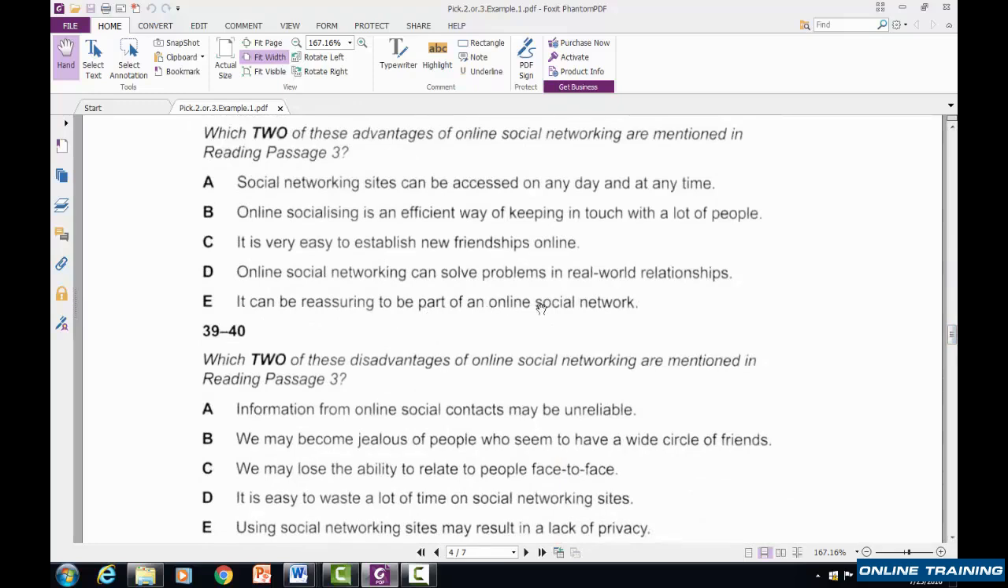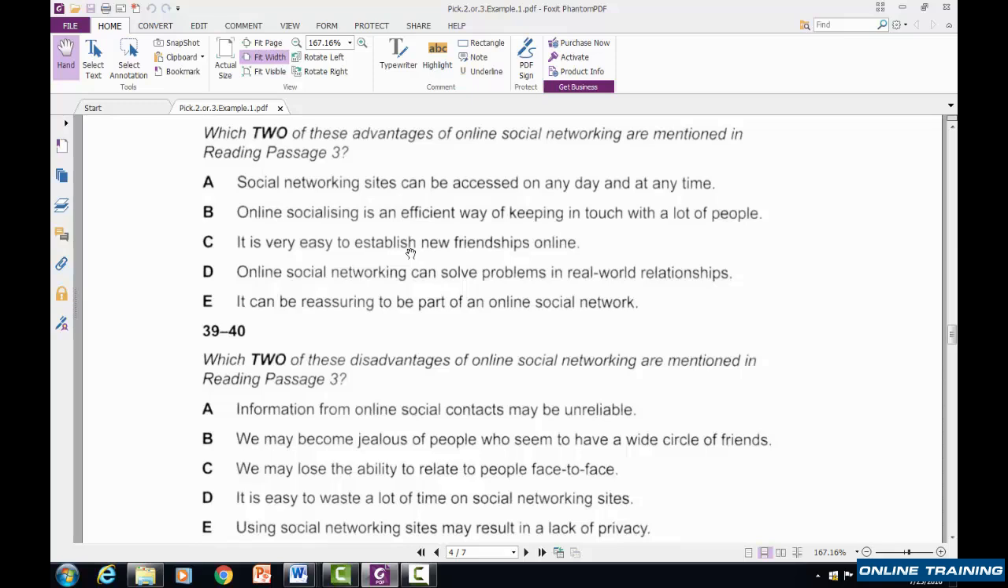Okay? As I was going through the passage, I saw nothing that said it could be very easy to establish new friends online. The thing that makes this hard for you is that for 37 and 38, A, B, C, D, and E are all advantages. They're all advantages. But the key thing is what advantages are mentioned in the reading passage. That's what makes it really tricky. That's what makes it really difficult, is all of those are advantages.